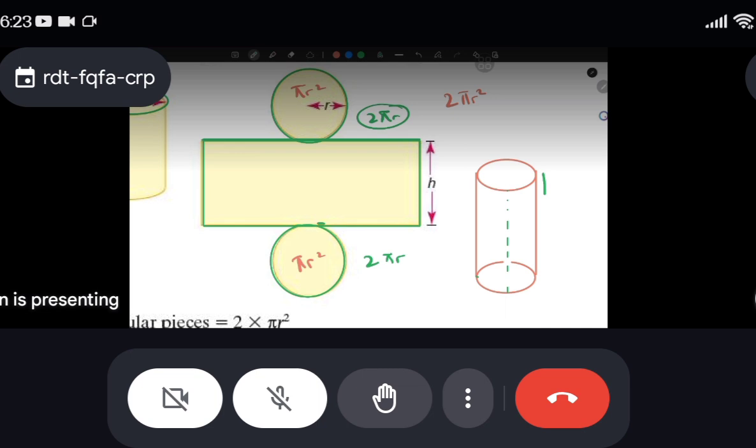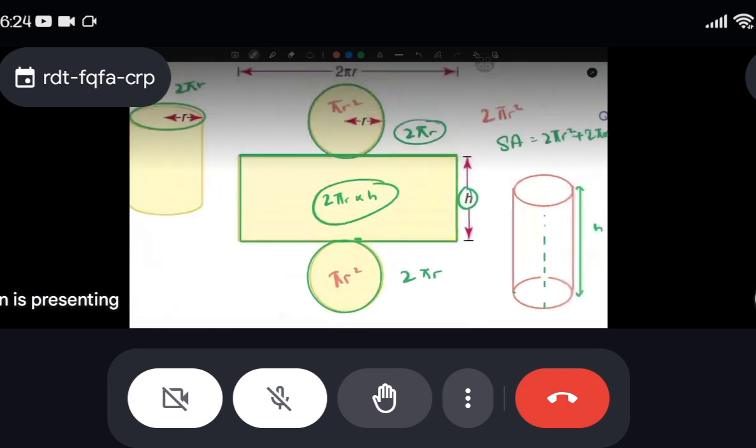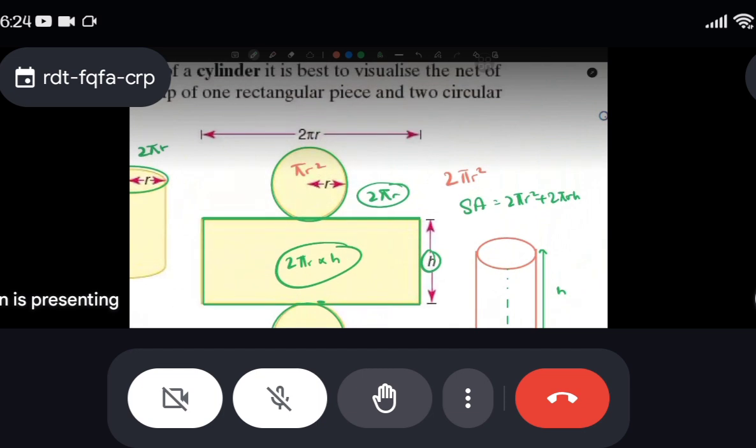And then its normal length from here to here, that is its height. Okay? So the height remains the same. So 2 pi r multiplied by h will give you the area of this rectangle. So the surface area of a cylinder is equal to 2 pi r square plus 2 pi r h. Make sense? Yes, sir. 2 pi r square is the area of circle and the 2 pi r h is the area of rectangle.